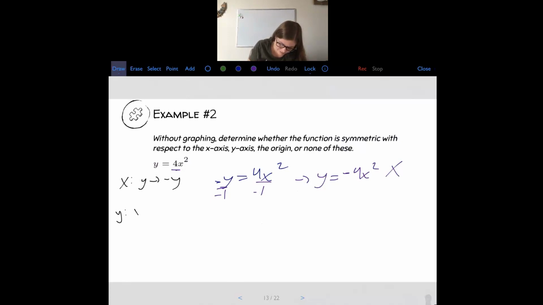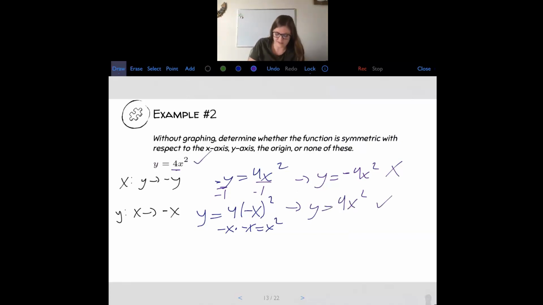For symmetry with respect to the y-axis, we take x and we replace it with negative x. So that is y is equal to 4 negative x squared. Okay, negative x squared means negative x times negative x, which is positive x squared. So this gives us y is equal to 4x squared. It is the same as the original, so this is symmetric with respect to the y-axis.